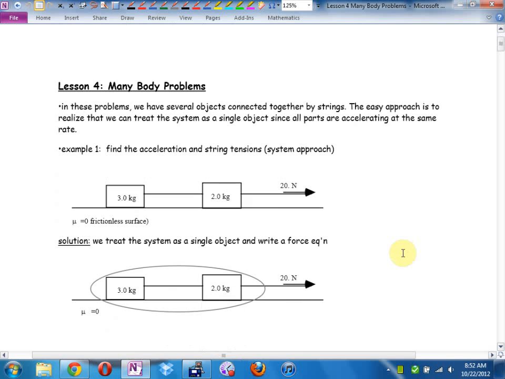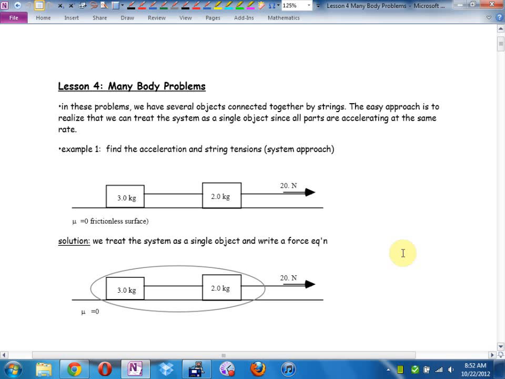All right, lesson 4, many body problems. Problems with more than one mass. We're going to cheat. If there's more than one mass, we're going to pretend it's all one mass if they're attached by a rope. That's the short answer.